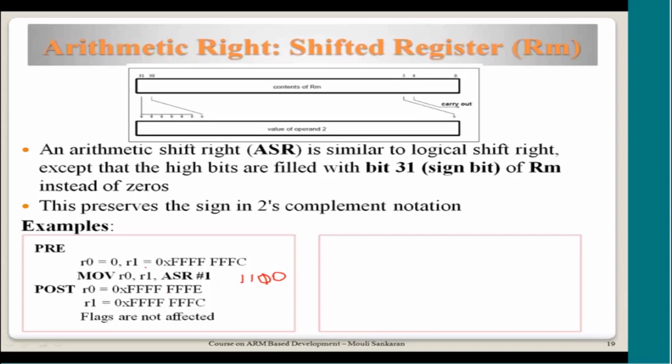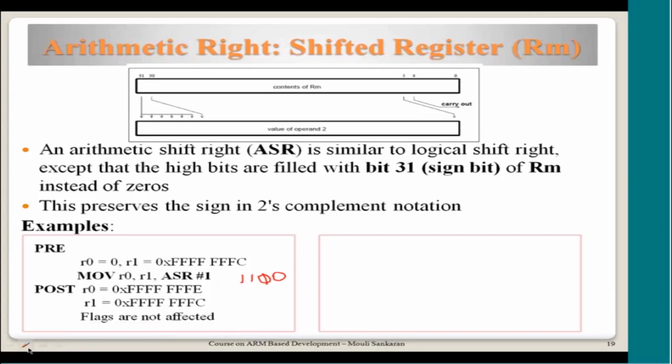Why is it FF? Because it is doing a sign extension. So it is arithmetic shift, so it will be filling it with the ones. So you will get FFFFFFFE, and R1 you will see the same, and flags are not affected because there is no S. I hope you understand this. If you don't, please listen again.